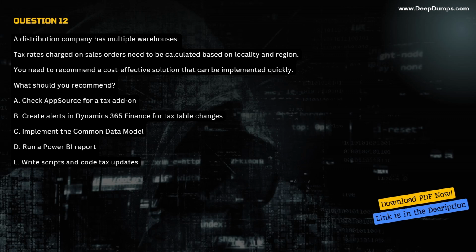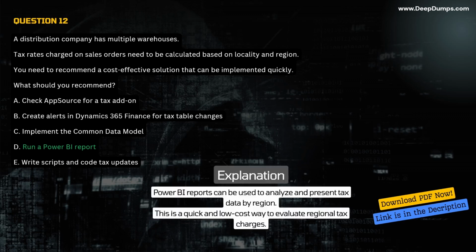A. Check AppSource for a tax add-on. B. Create alerts in Dynamics 365 Finance for tax table changes. C. Implement the Common Data Model. D. Run a Power BI report. E. Write scripts and code tax updates. Correct answer D. Run a Power BI report. Explanation. Power BI reports can be used to analyze and present tax data by region. This is a quick and low-cost way to evaluate regional tax charges.